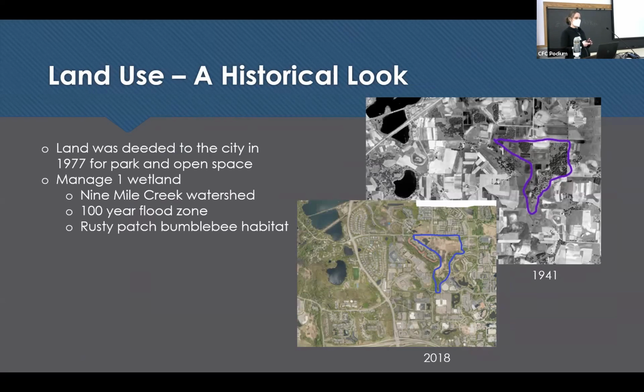Just taking a look at it from a historical perspective, we know that this land was deeded to the city in 1977 and set aside for park and open land space from the Opus Park Corporation. It is a managed wetland, most of it, that falls within the Nine Mile Creek Watershed District. It is part of their 100-year flood zone. And the DNR has also identified it as being potential habitat for the federally endangered species, the rusty patched bumblebee.